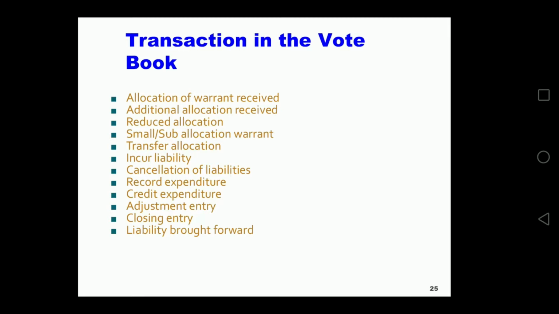While for the adjustment entry, in adjustment entry transaction, the error cannot be erased during the recording. Thus, an adjustment entry needs to be done considering that the error has been identified and will be justified. Closing entry is when the closing of transaction is done on 31st January in the subsequent financial year, where any balances will be brought forward to be recorded in the following year. The last transaction in the vote book is liability brought forward.